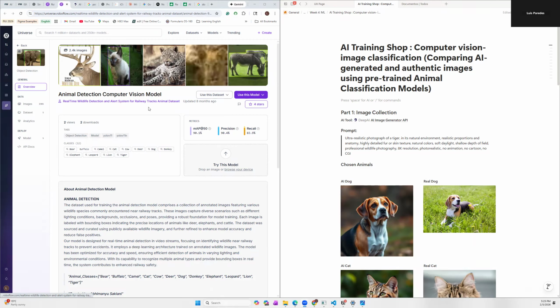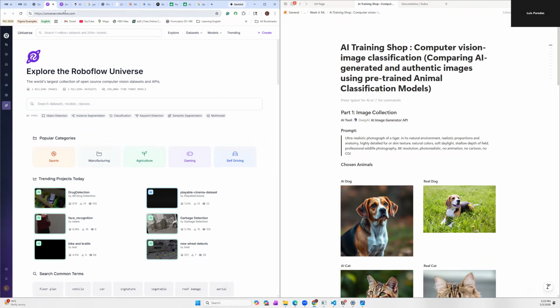Hello. Today we're going to explore how an animal detection vision model works with some chosen pictures, and the relation between AI pictures and real-world images. The model that we are going to use is Roboflow.